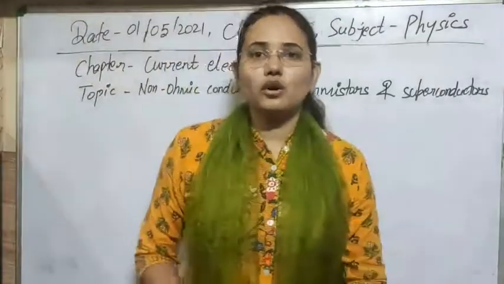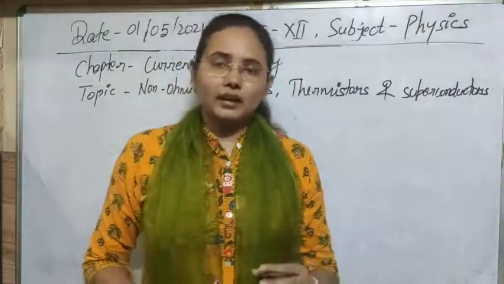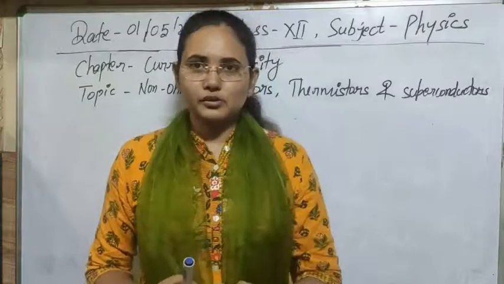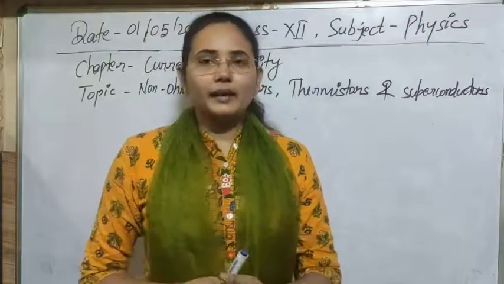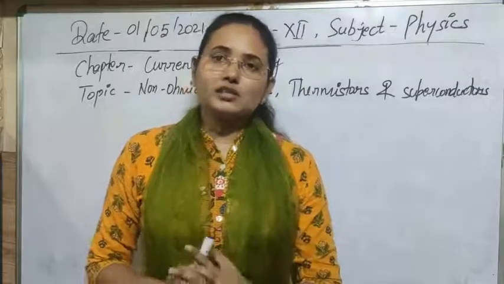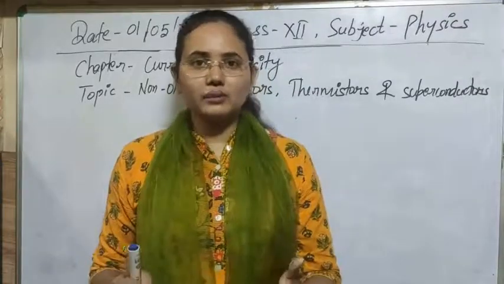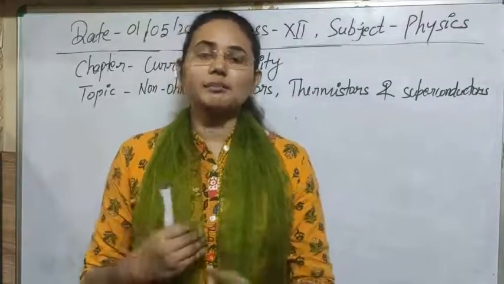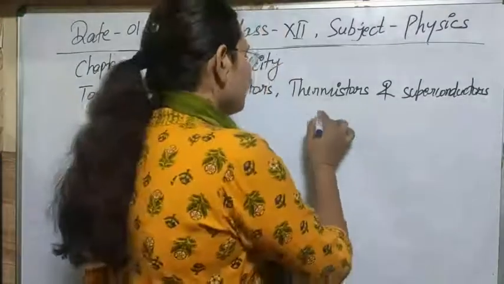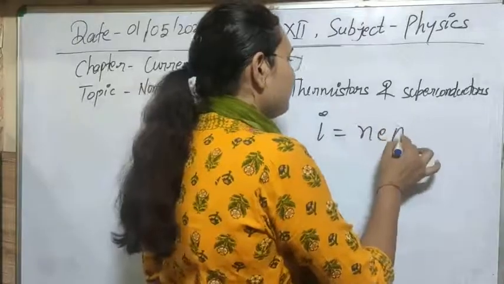Now let's see the actual cause of Joule heating. The basic cause is that when the current flowing in the circuit increases, suppose, then obviously the speed of the electrons increases. We have studied drift velocity and the relationship between current and drift velocity, and there you have seen that I is equal to n e A v_d.